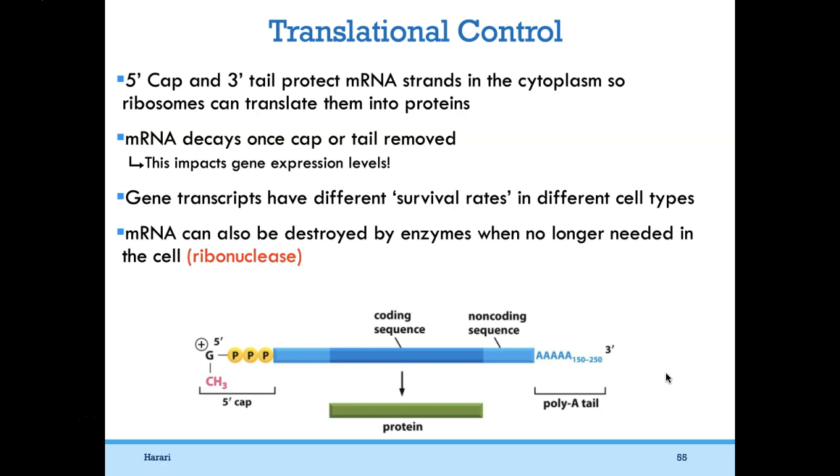mRNAs can also be destroyed by enzymes when they're no longer needed in the cell. These enzymes are called ribonucleases because they chop up ribonucleic acid, RNA.